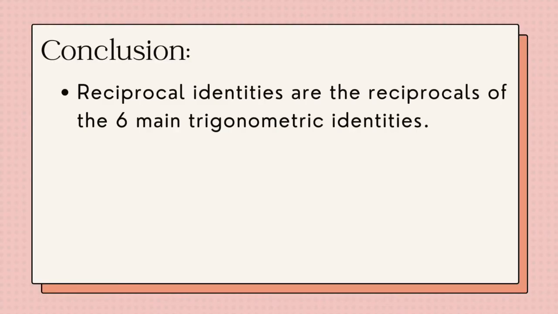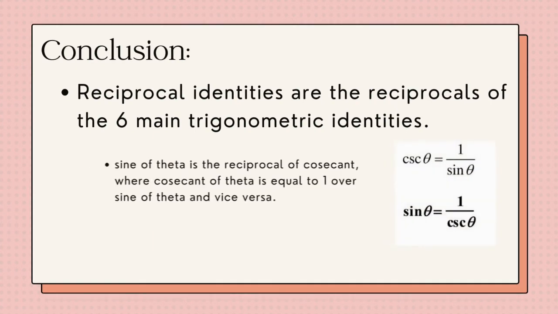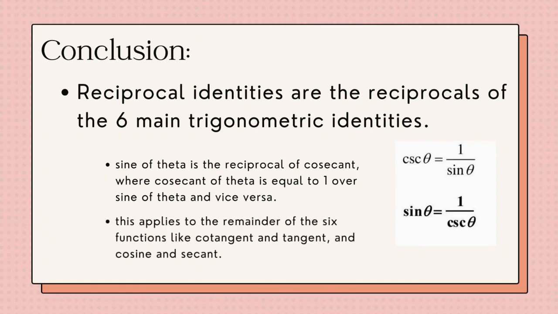To conclude our lesson for today, reciprocal identities are the reciprocals of the 6 main trigonometric identities. One of the examples of this is how sine of theta is the reciprocal of cosecant, and where cosecant of theta is equal to 1 over sine of theta and vice versa. We learned that this applies to the remainder of the 6 functions like cotangent and tangent, and cosine and secant.